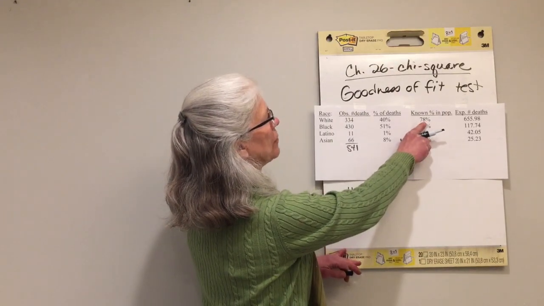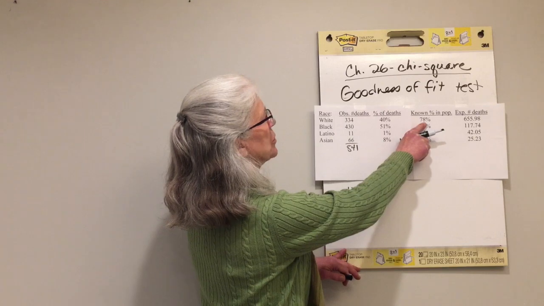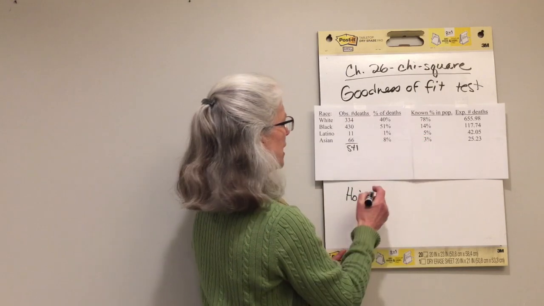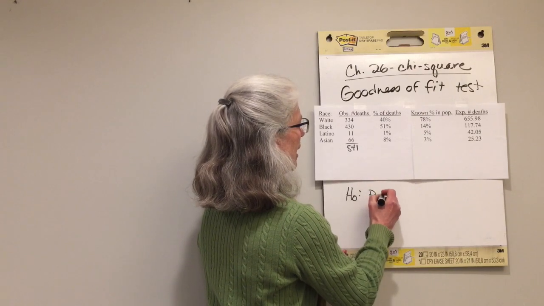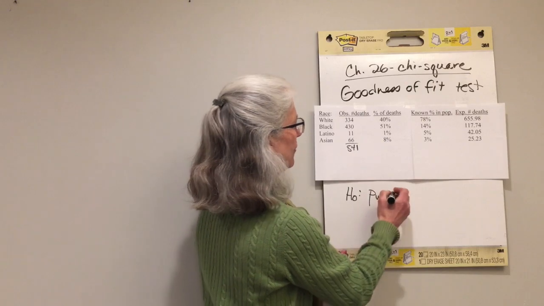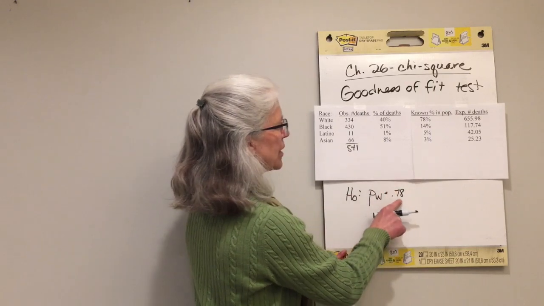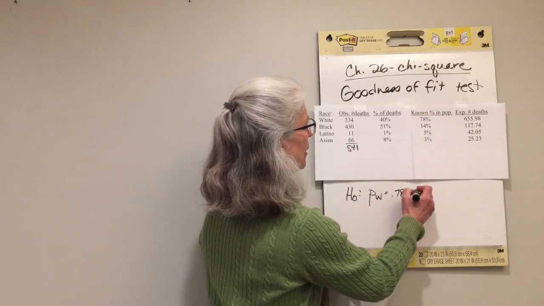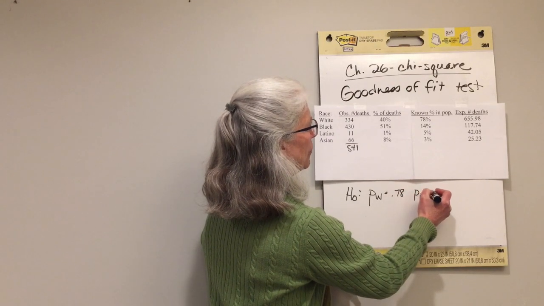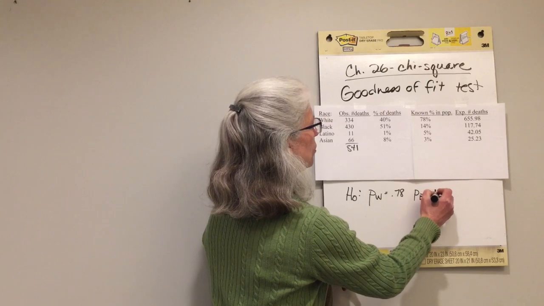Well, the known percent in the population for each race is that 78% of Michiganders are white, 14% Black, 5% Latino, and 3% Asian. So our null hypothesis is the percent of deaths that belong to white people are 78%, and you can either write 78% or 0.78. The percent of deaths of that are African American is 14%.